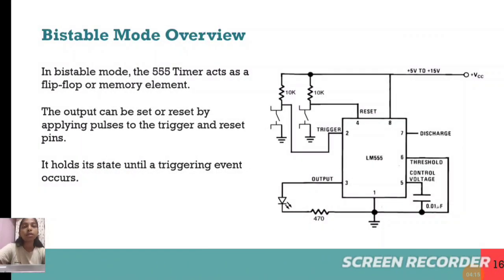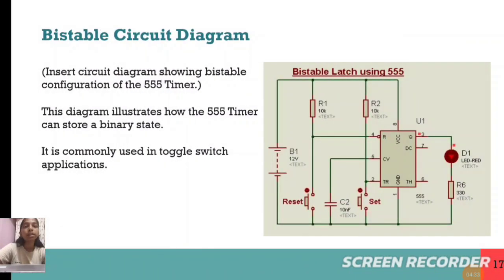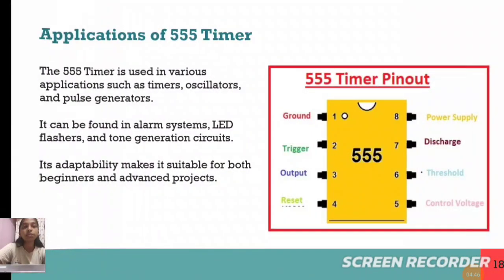And the bistable mode overview. In bistable mode, the 555 timer acts as a flip-flop or a memory element. The output can be set or reset by applying pulses to the trigger and reset pins. It holds its state until a triggering event occurs. Bistable circuit diagram. This diagram illustrates how the 555 timer can store a binary state. It is commonly used in toggle switch applications.